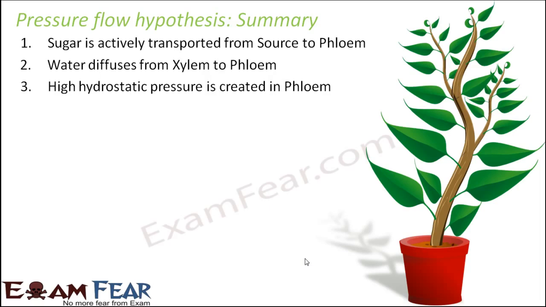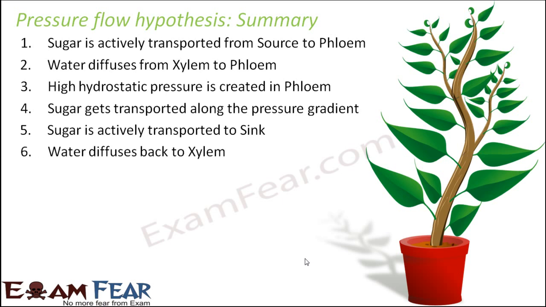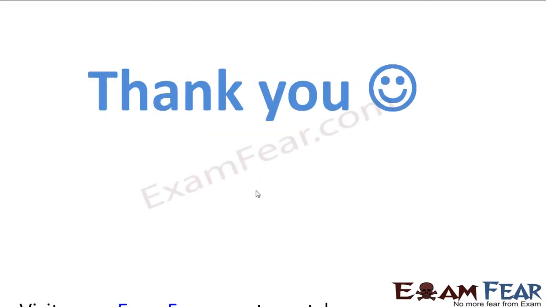Because of this high pressure, the sugar water solution will start to flow down the pressure gradient. So sugar gets transported along the pressure gradient. Wherever it finds a sink, it is actively transported to the sink. Only sugar is actively transported to the sink and not the water. So what happens to the water? As the concentration of sugar decreases in the phloem tube, the water potential increases. So water diffuses back from phloem to xylem. These steps together constitute the pressure flow hypothesis, and they control how food is transported to different parts of the plant. Thank you.